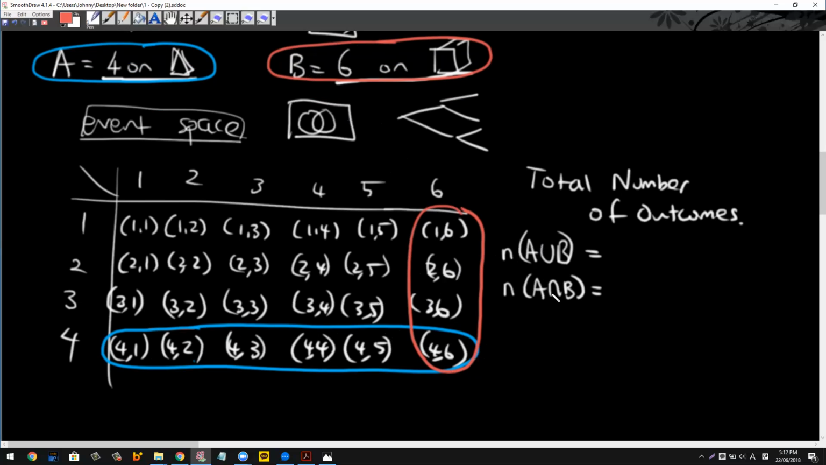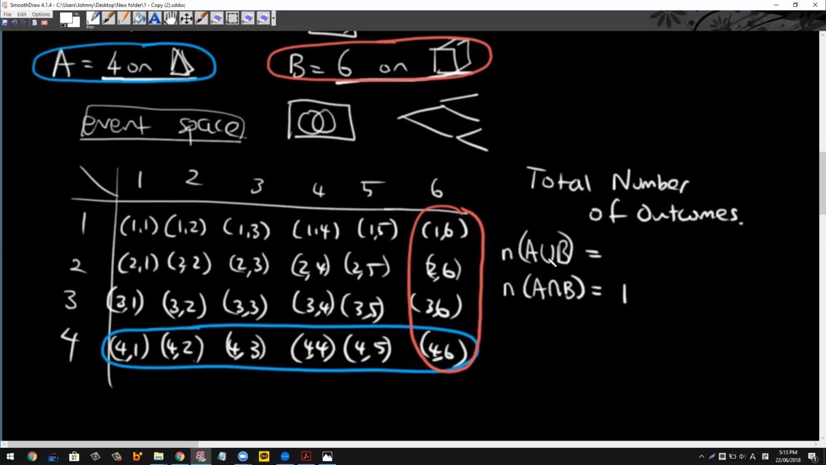I'm just going to tell you something. A and B is this one. So the outcome A and B has to satisfy both the blue and red. You understand? The number of outcomes of A and B is simply 1, because there's this one here. 4, 6, that's the only one, right?